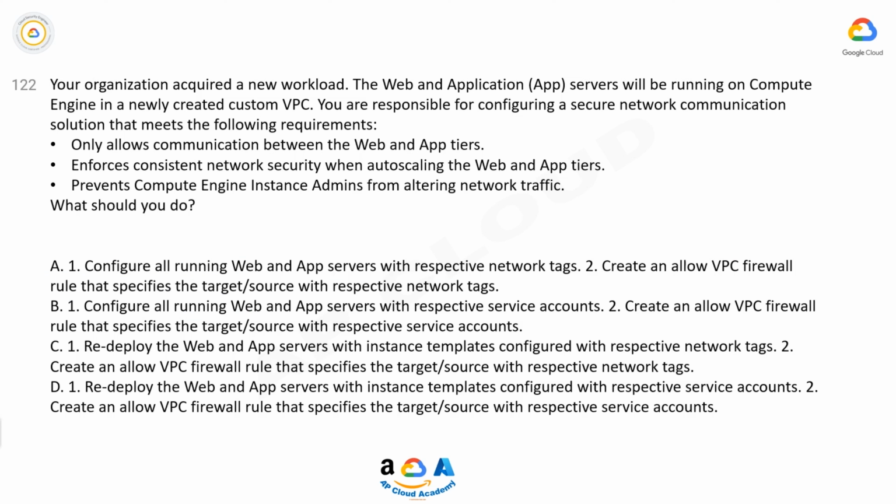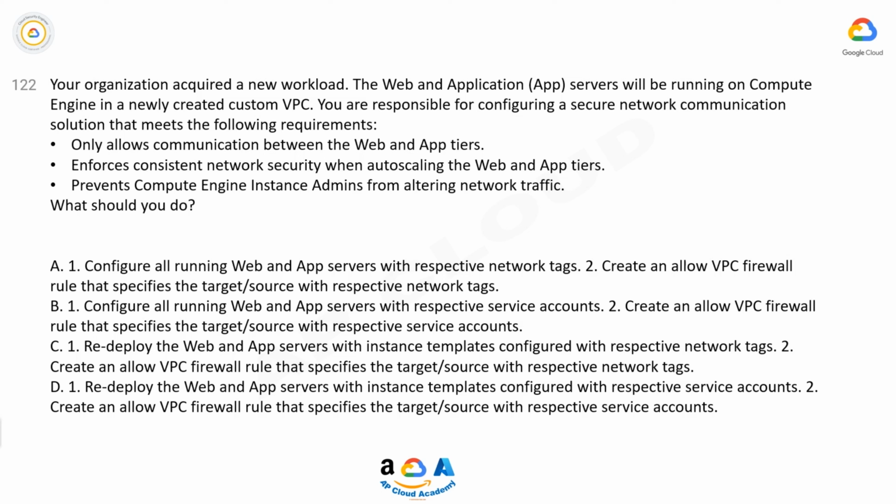122. Your organization acquired a new workload. The web and app servers will be running on Compute Engine in a newly created custom VPC. You are responsible for configuring a secure network communication solution that meets the following requirements. Only allows communication between the web and app tiers. Enforces consistent network security when autoscaling the web and app tiers. Prevents Compute Engine instance admins from altering network traffic. What should you do?